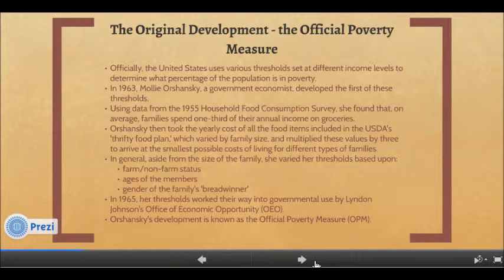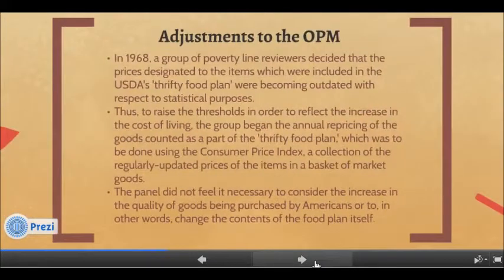Not stopping there, she also varied her thresholds based upon a number of other factors, including whether the family farmed, the age of the family members, as in the number of children and elderly as compared to adults, and the gender of the family's breadwinner.